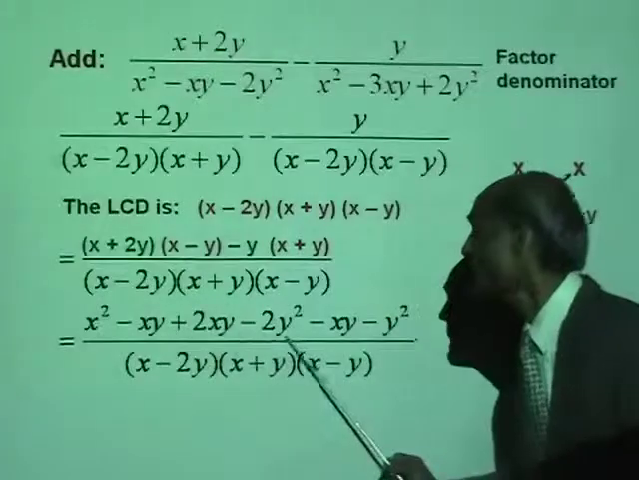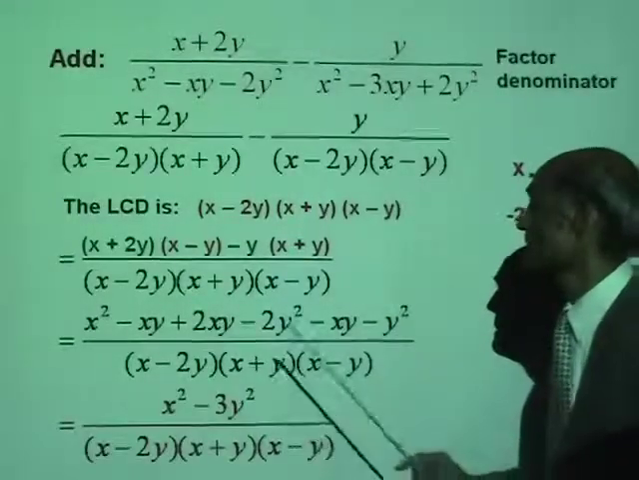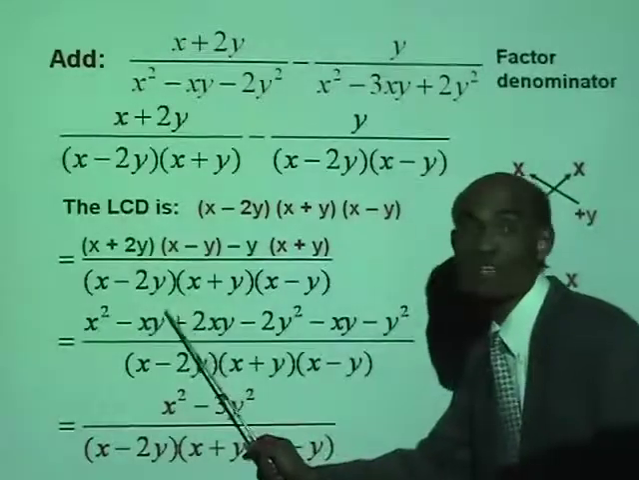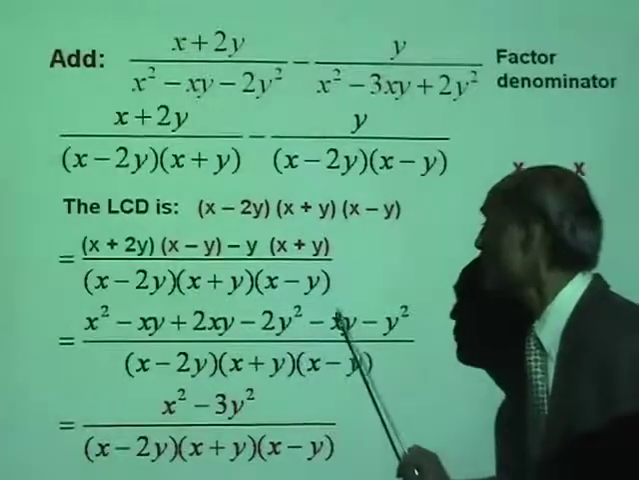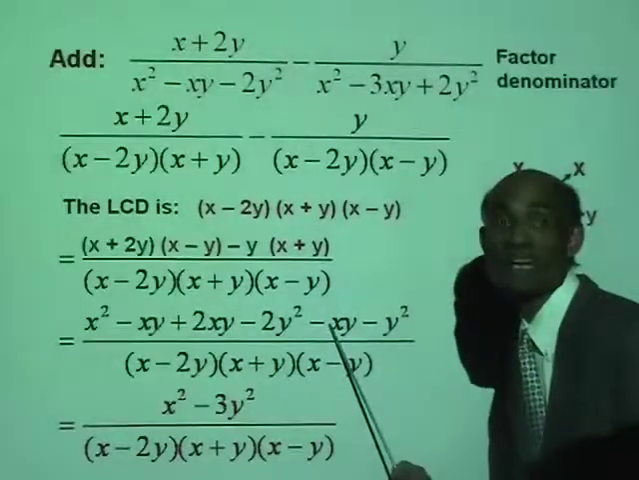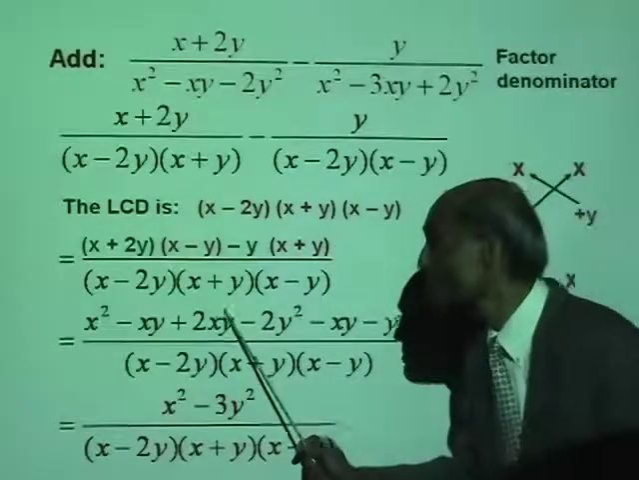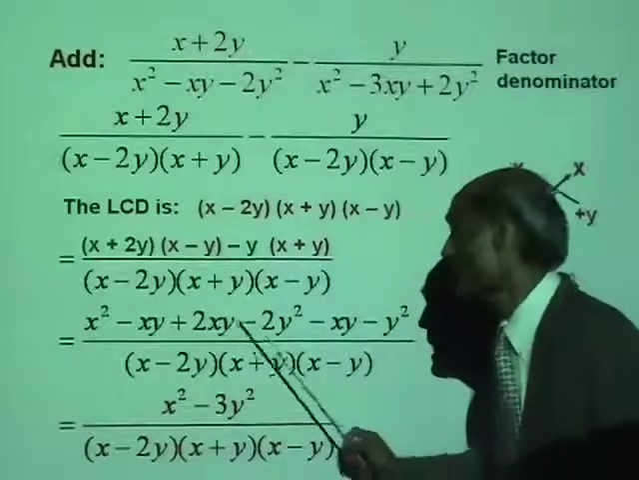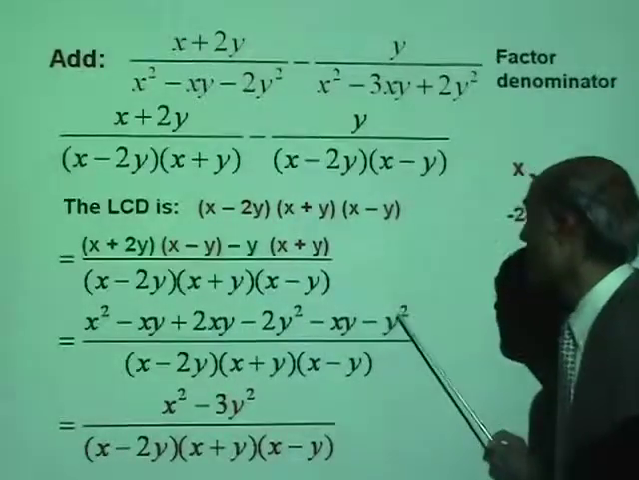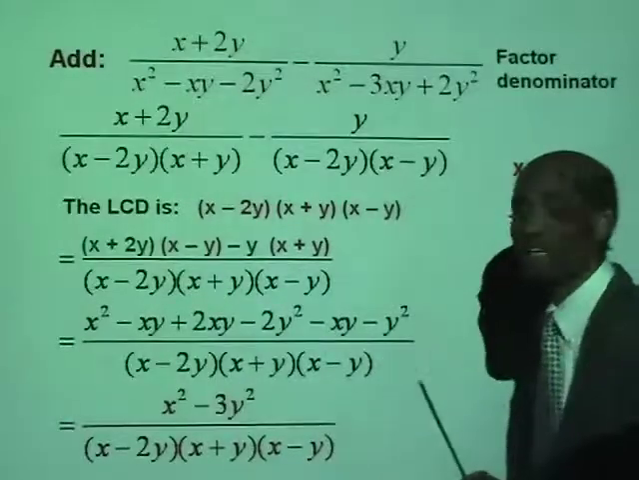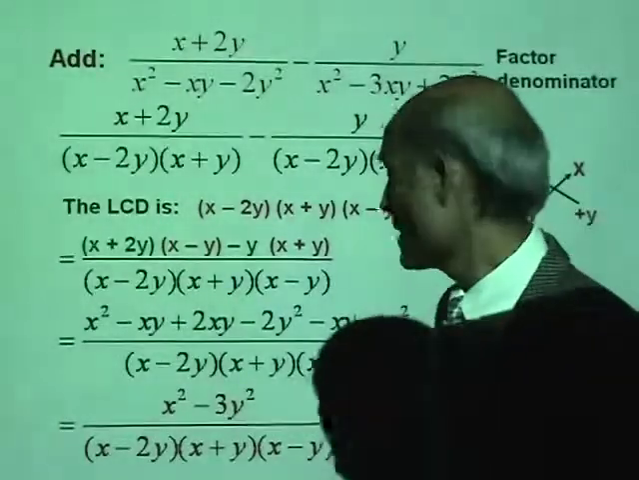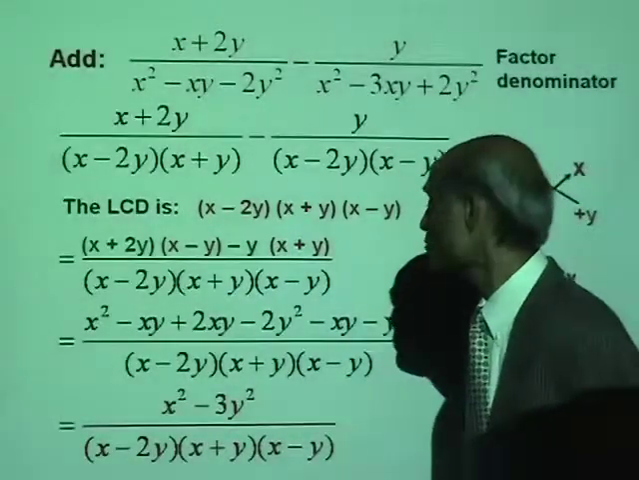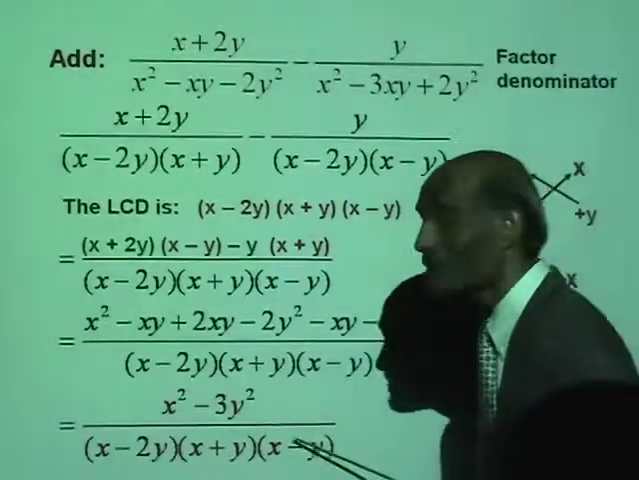Alright, now combine like terms on the numerator. That will be x squared alone plus x, look at this now, minus xy is minus 2xy, and that minus 2xy will cancel with the plus 2xy. You understand that? And now minus 2y squared minus y squared is minus 3y squared. And therefore our answer here is x squared minus 3y squared over the LCD.